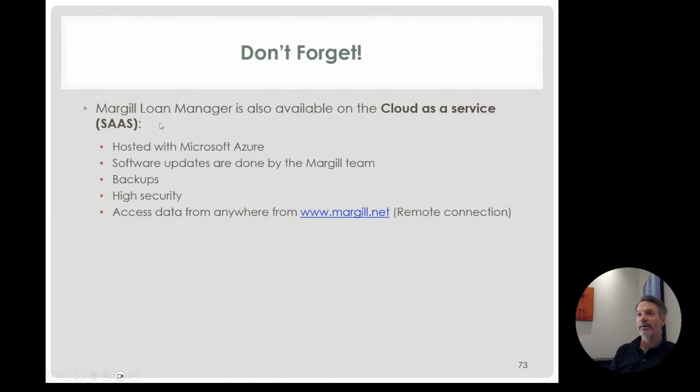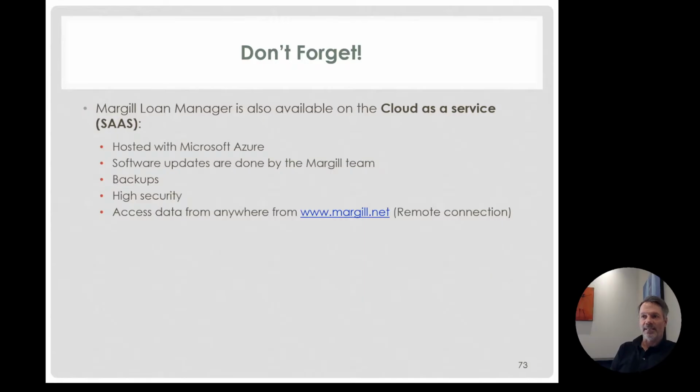Two minutes left. If you are using Margill on your server, don't forget Margill is available in the cloud. It's on Microsoft Azure. Data is hosted in Canada, which is considered a safe country, and for the European Union. Also, we will soon, or eventually, be launching a server in the US.